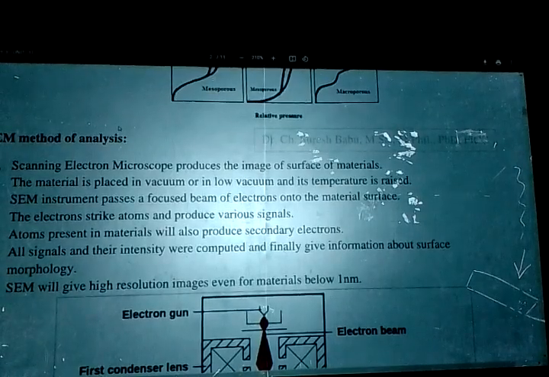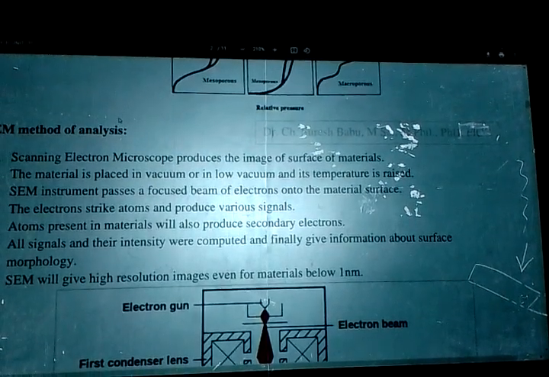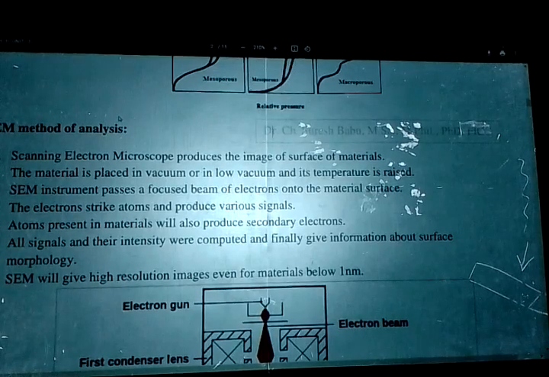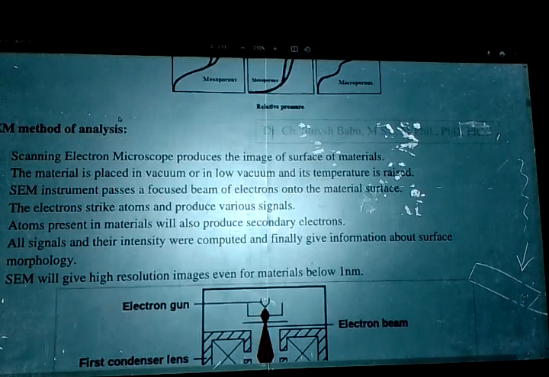Yes. So the next analysis method is what? SEM. So what do you mean by SEM? Scanning electron microscope. It is used for what? To produce an image of the surface of materials. What materials? Our nanomaterials. Next, the material is placed in vacuum or low vacuum and the temperature is raised. We have put a sample down, right?